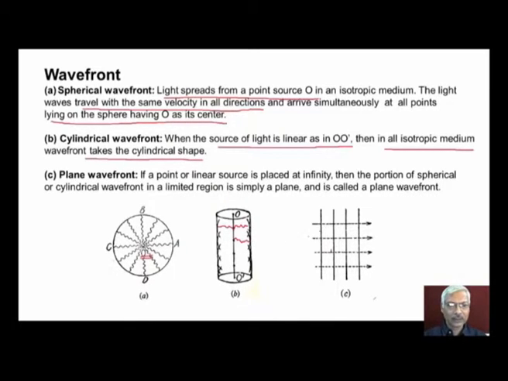Similarly, we can assume a point source at an infinite distance. If a point or a linear source is placed at infinity, then the portion of the spherical or cylindrical wavefront in a limited region is simply a plane, and it is termed as plane wavefront.